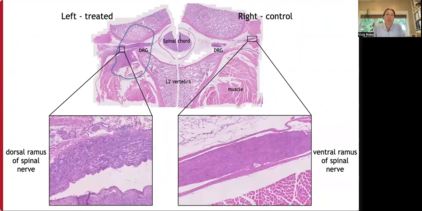When we look at the dorsal ramus of the spinal nerve, which is not protected by bone, we can see very disorganized nerve cells with crinkled perineurium and not the organized linear structure seen in the untreated side.